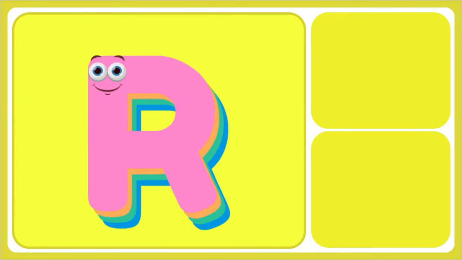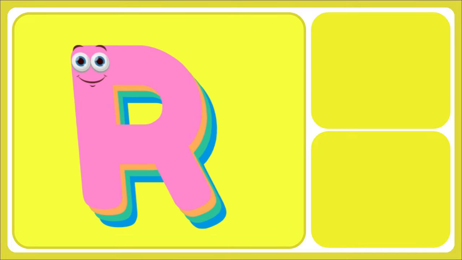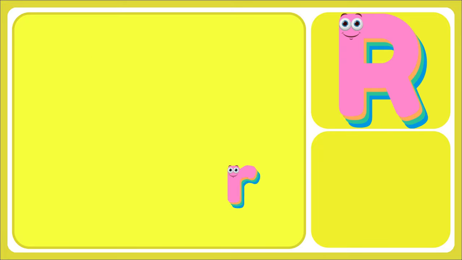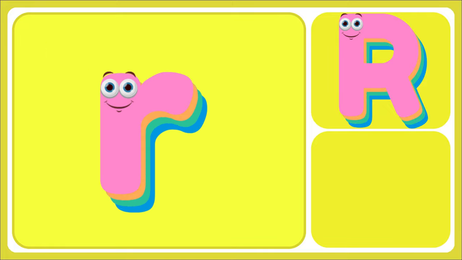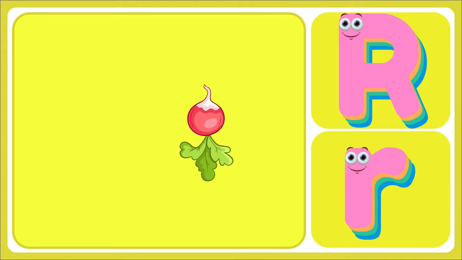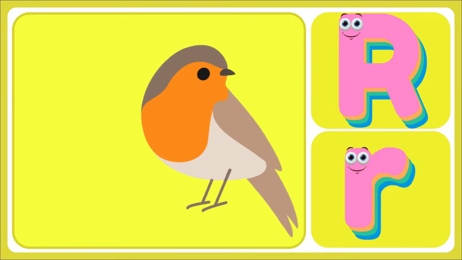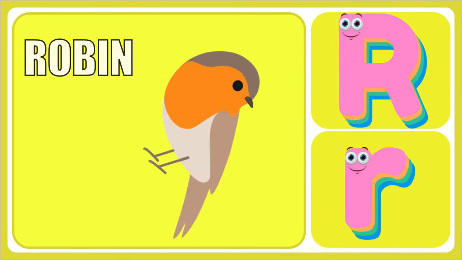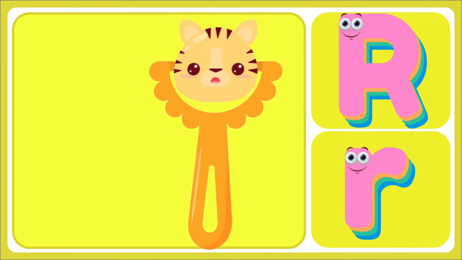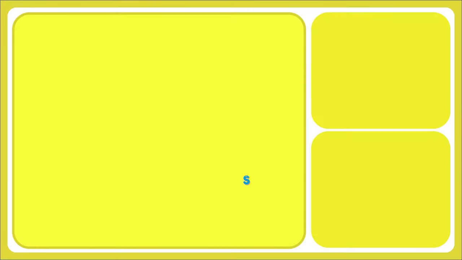Have you ever seen the letter R? Hi, I am letter R. And my sound is ra, ra, ra. And the words that start with me are radish, ra, ra, radish. Robin, ra, ra, robin. Rattle, ra, ra, rattle. Today we will learn alphabets and their sounds.